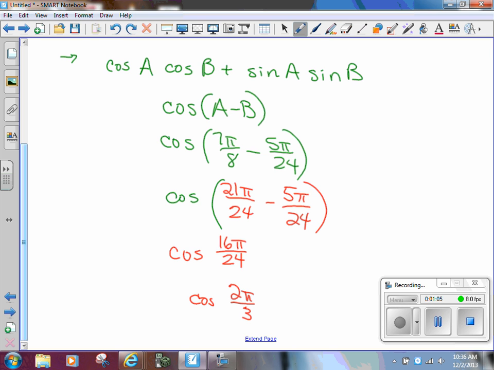Can I find the cosine value of the angle 2 pi over 3? Yeah. And you know what I do? I draw it. There it is. What's that ordered pair? Negative 1/2, square root of 3 over 2. Negative 1/2, yes?